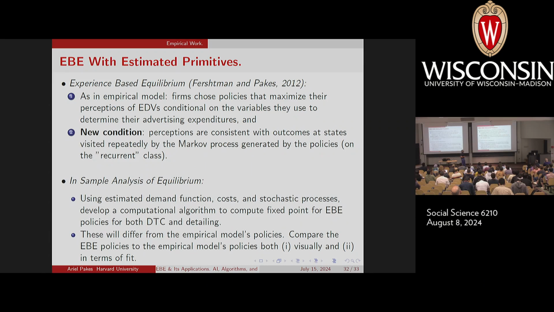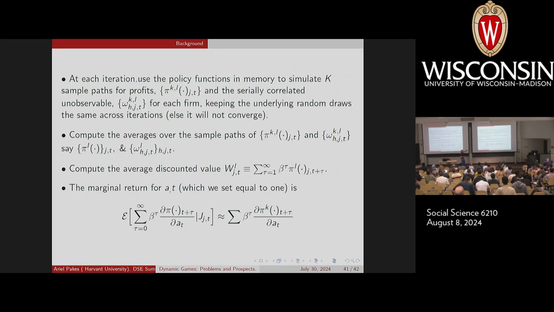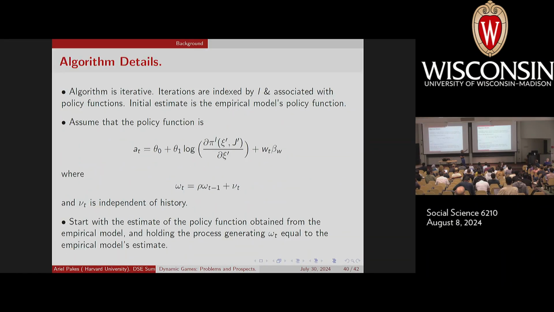So then we go to EBE with estimated primitives. So the EBE now is going to do the computation here. It's going to get it this way. This is this algorithm. I'm now going to compute the policies that come out of the fixed point of this algorithm, and then I'm going to show you what they look like.